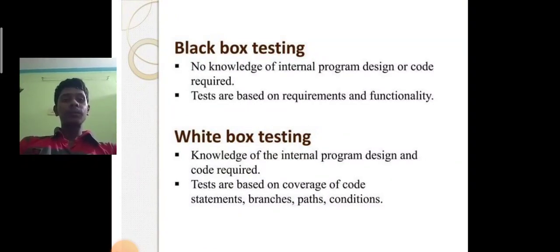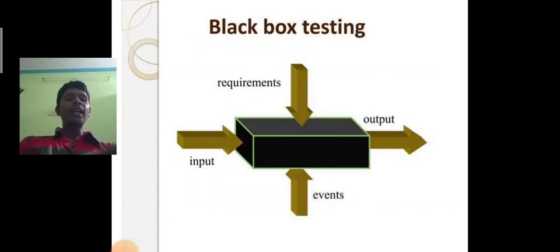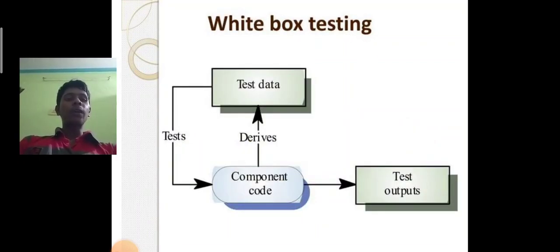In this diagram we see black box testing: requirements, events, input. We give the input, that is the requirements and events, to get the output. In white box testing, we see test data, test component code, derives, and the test output.